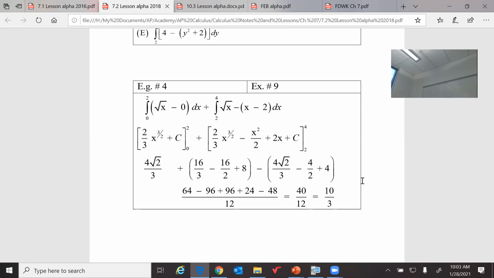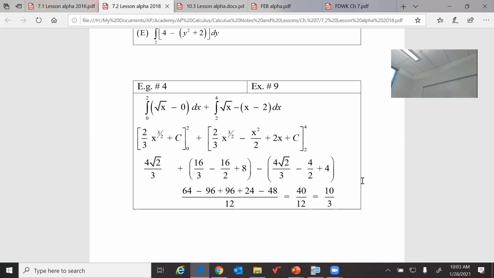The other one is add this area, the blue area shaded in, from 2 to 4. Root x take away the line. Careful, you're taking away a negative. You're distributing a negative over that. So here, this line right here, power rule in reverse. Root x is x to the 1/2 power. Add 1, 3/2, divide by 3/2, same as multiplying by 2/3. Derivative of 0 is 0. Plus the constant.